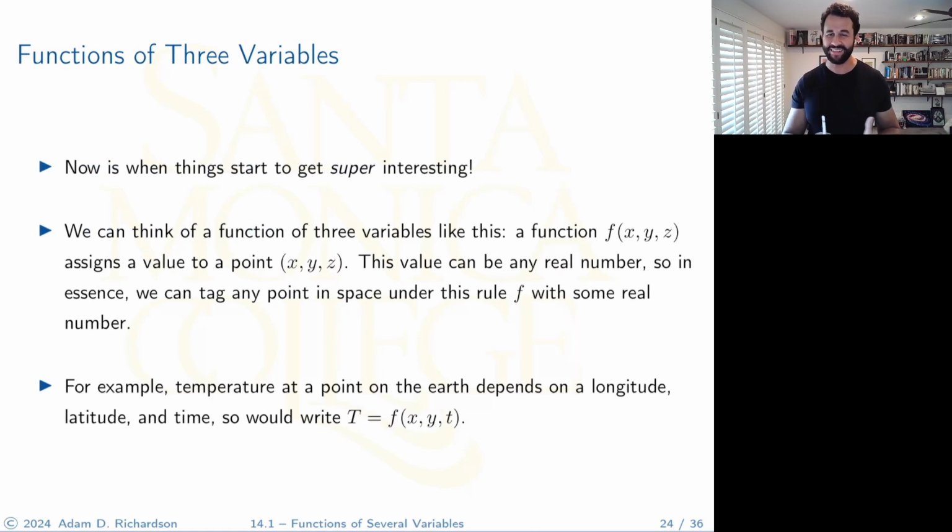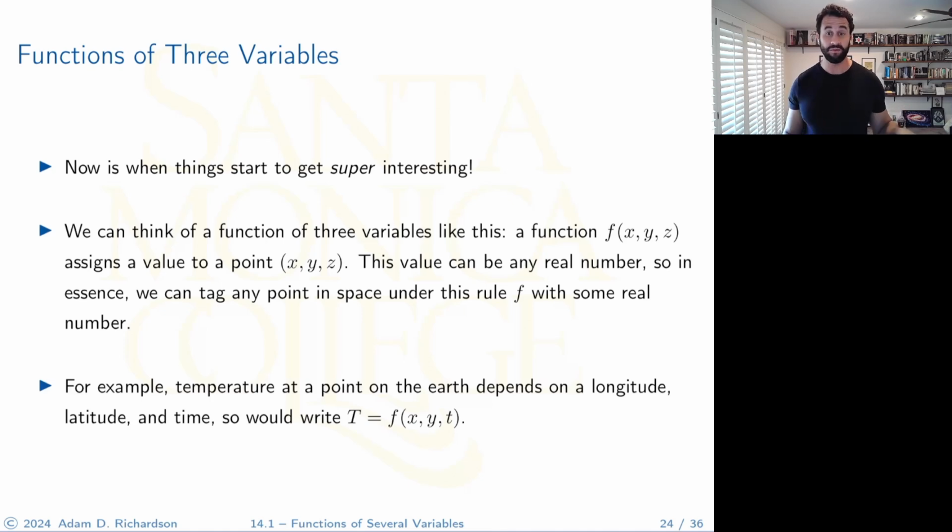Yes, so now is when things get super interesting. And it's just so fun. Things get super duper interesting. And we can basically think of a function of three variables like this. Actually, I kind of said this a moment ago. f of x comma y comma z assigns a value to a point in space. It can be any real number. So you're just tagging a point in space with this real number.